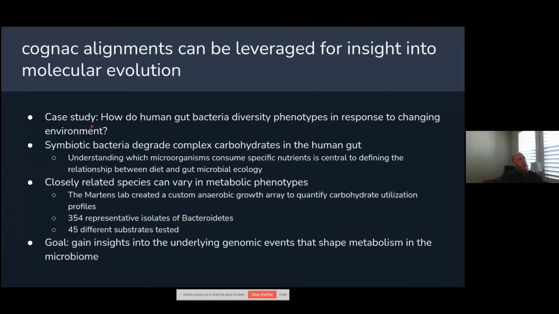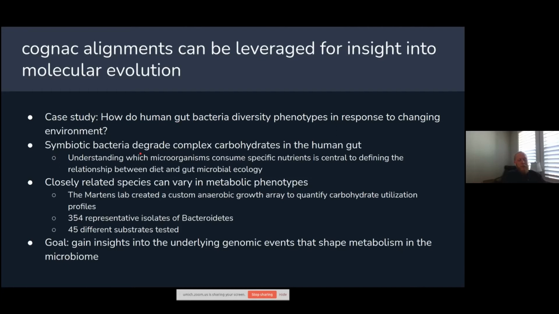And so, as I mentioned earlier, we not only wanted to get an idea of genetic distances, but we also wanted to produce an alignment that can be used further to study molecular evolution. So our first case study of this was another collaboration with Eric Martin's lab, and they were interested in how human gut bacteria can diversify their phenotypes in response to changing environments and the various kinds of metabolites which they can use as a food source.